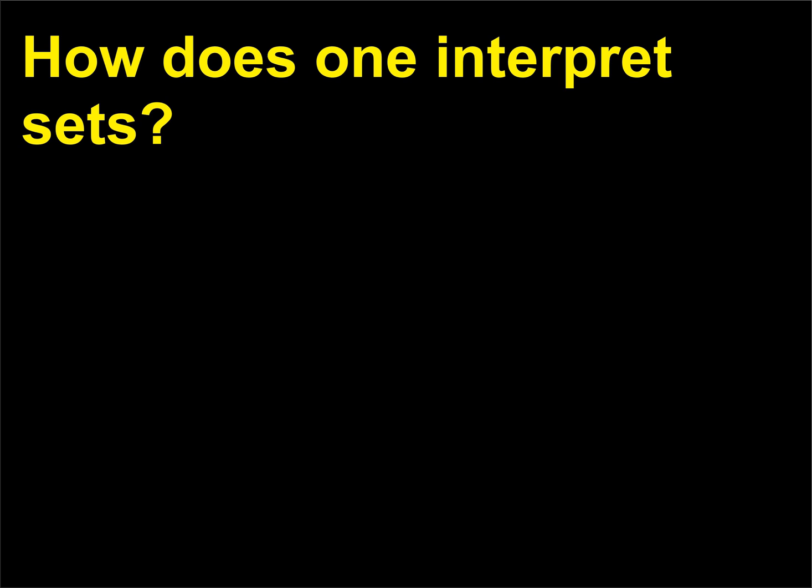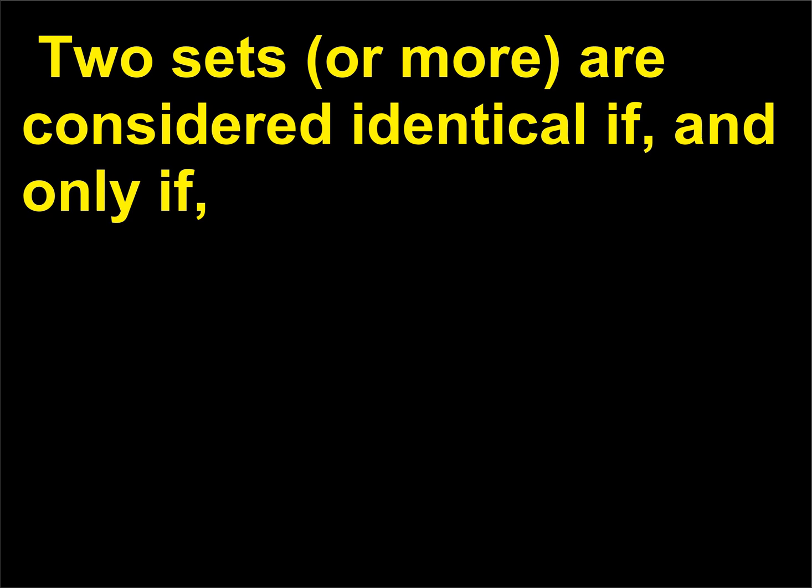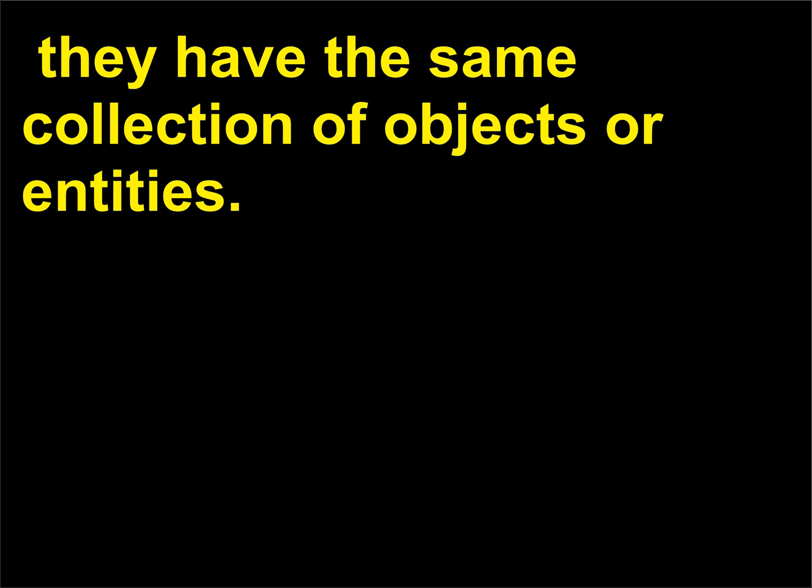How does one interpret sets? There are several ways to look at sets. Two sets, or more, are considered identical if, and only if, they have the same collection of objects or entities. This is a principle known as extensionality.